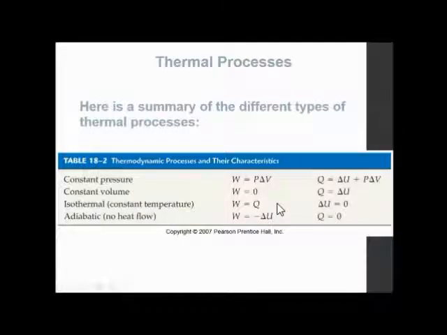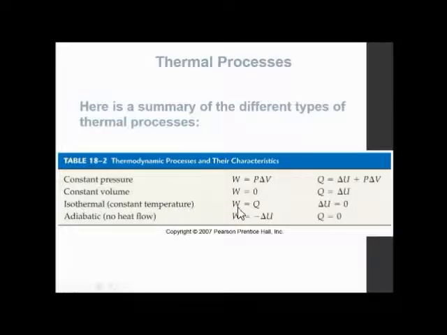Now here is a summary of different types of thermal processes. In case of constant pressure, W equals P del V, that is the volume changes. So Q will be the net change in internal energy plus the PdV work. In case of constant volume, work done equals 0, and we substitute here work done equals 0, so Q will be equal to the net change in internal energy.